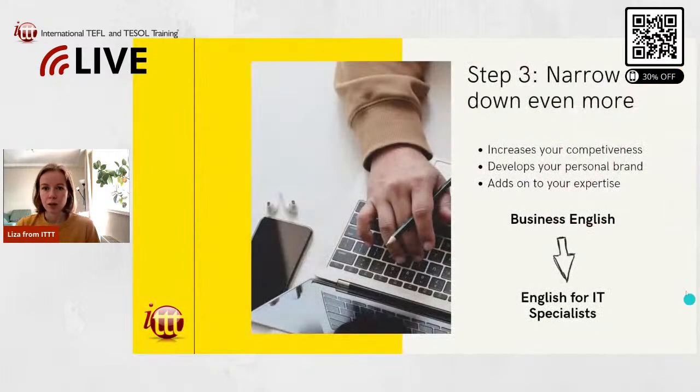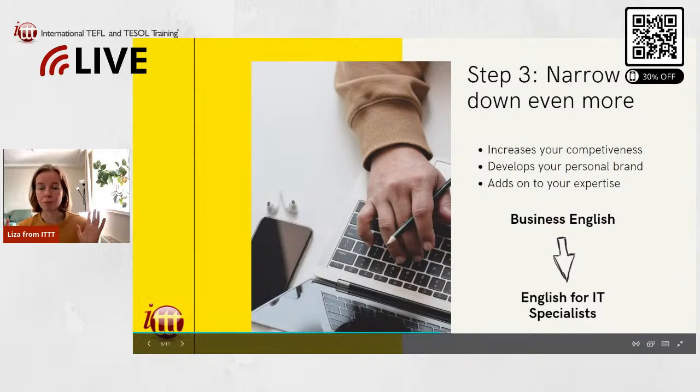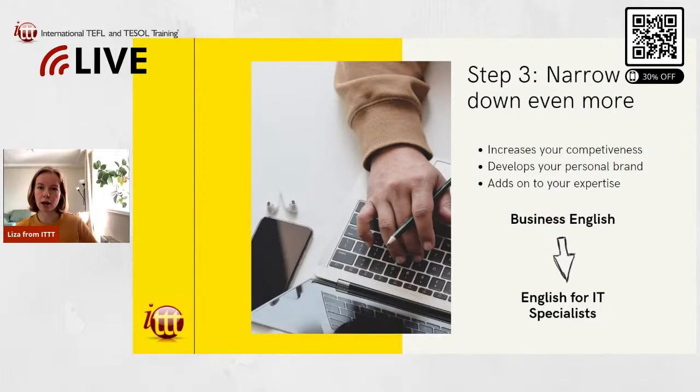Okay. All right, so step 3. At this point, after you have considered your personal interests and passions and your skills, and then you chose a specific group of people you want to work for, and you have this clear image in your mind, it's time to narrow down even more. Why is it important? Several reasons. It increases your competitiveness, it develops your personal brand, and it adds to your expertise.